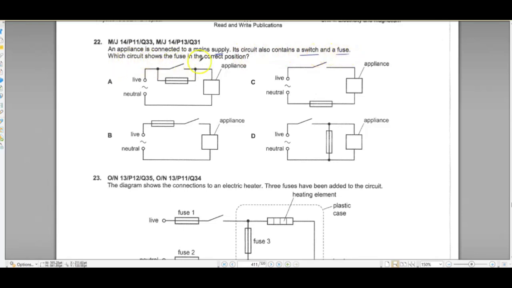Which circuit shows the fuse in the correct position? The fuse should be connected in series with the live wire. Over here it is connected in parallel to a switch. So if the switch is open, the current might pass through the fuse, because it has no other way to pass through.